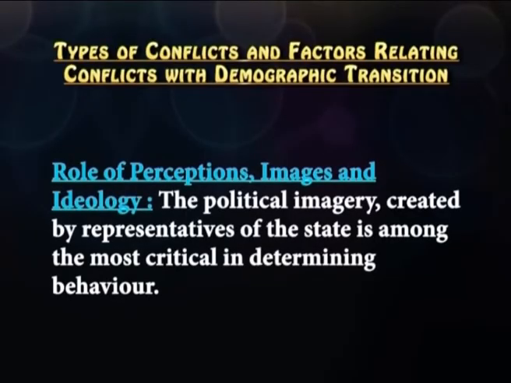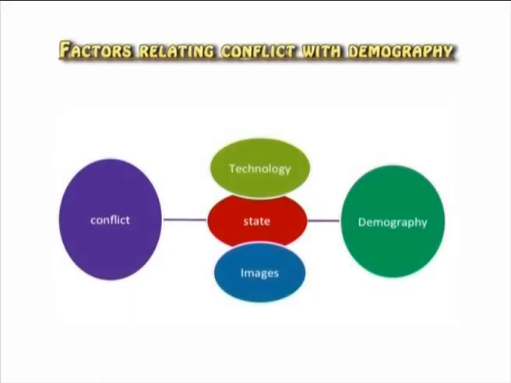Role of perceptions, images and ideology. The political imagery created by representatives of the state is among the most critical in determining behavior. Thus, the creation and manipulation of symbols can add an additional layer of uncertainty to processes that might link population factors to conflict. Figure 3 shows that conflict outcomes can be related to demography through 3 circles, with the overlaps between them representing technology, state and images.